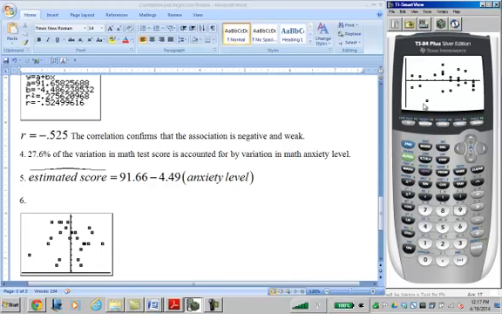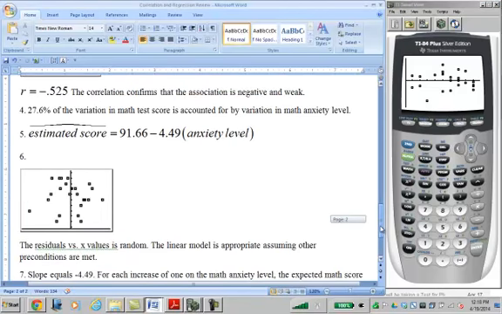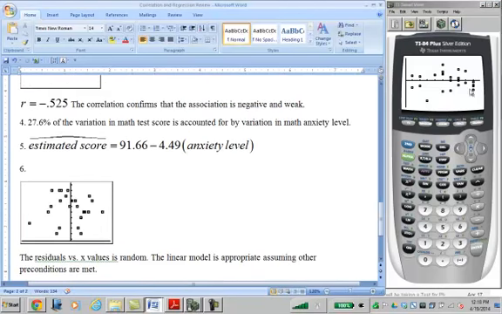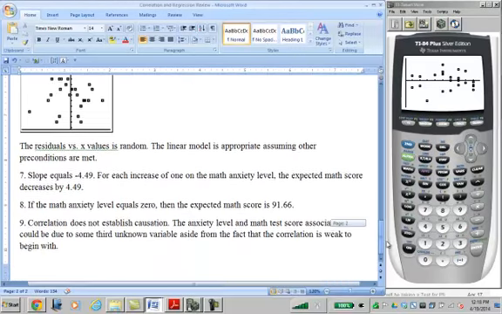Okay, now here's my residuals. All right, I did these residuals here on the y value, with the variables reversed. But it doesn't make any difference. They have the same plot. So just this one's a little more spread. The one on the right here is more spread out. Okay, but this is the residuals versus x. It's the same thing. The residuals versus x values is random. The linear model is appropriate, assuming other preconditions are met, which we're not going to go into right now. Okay.